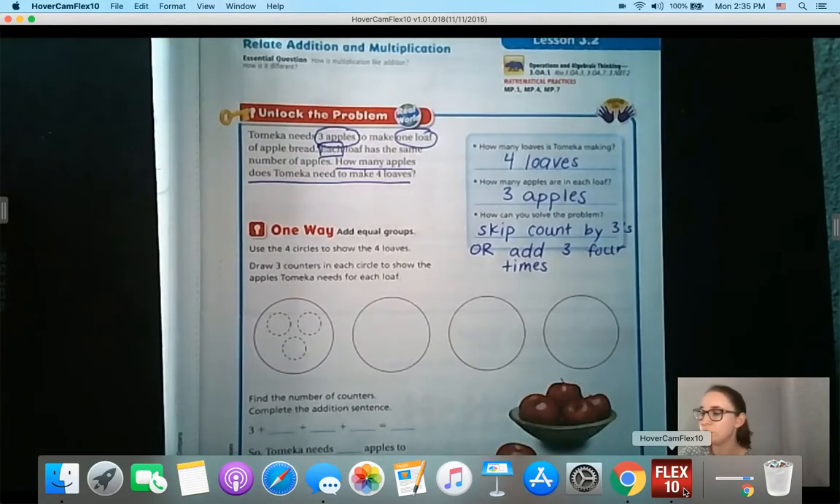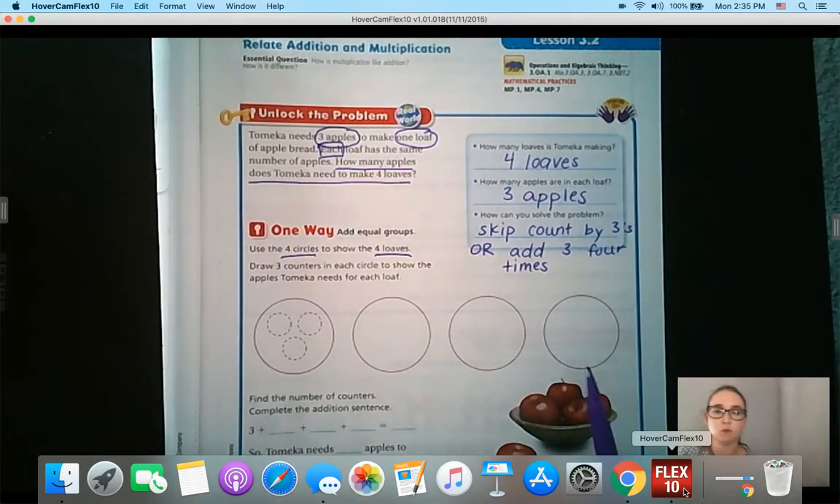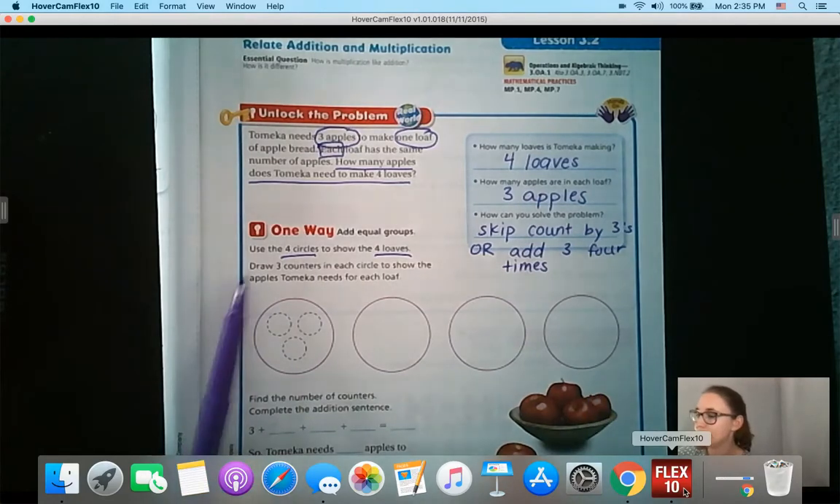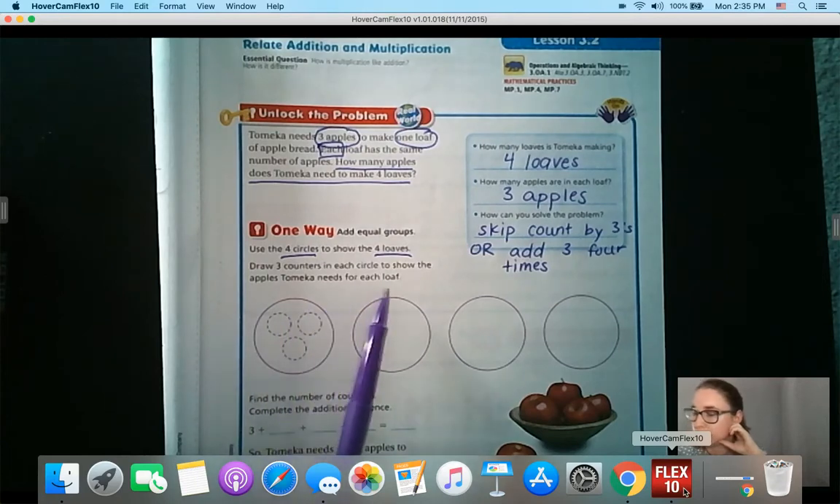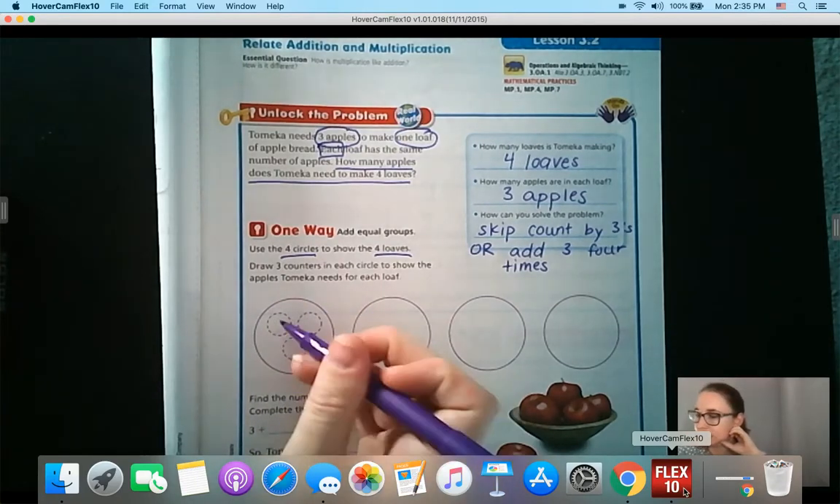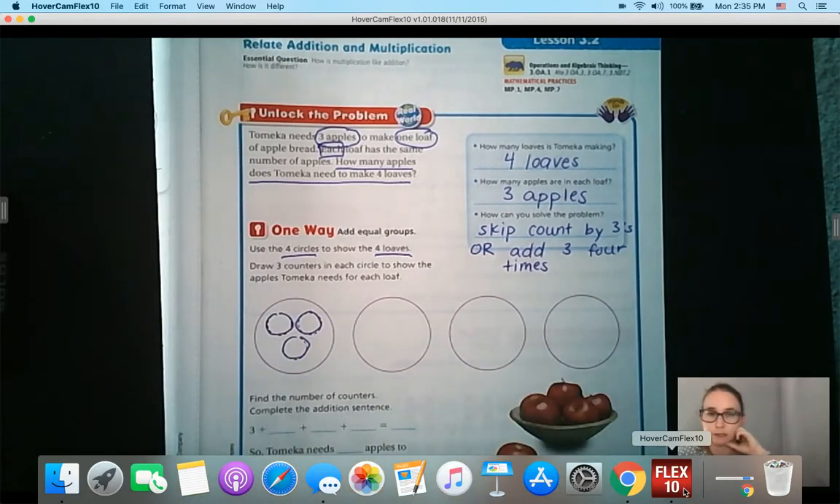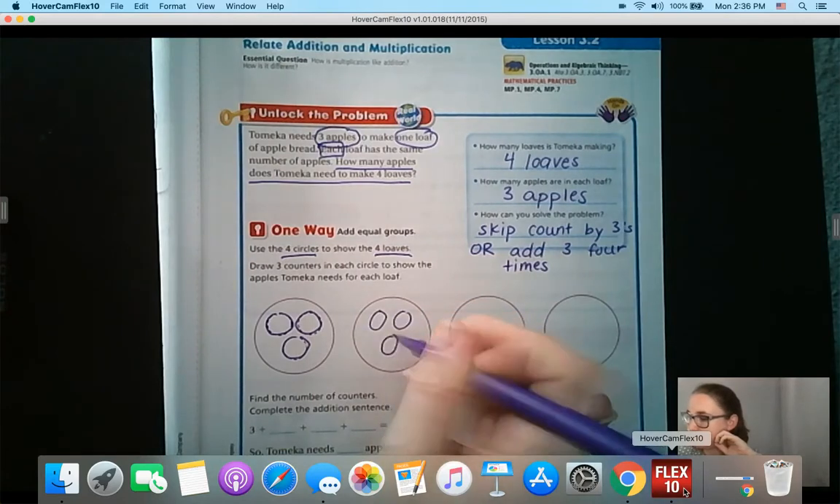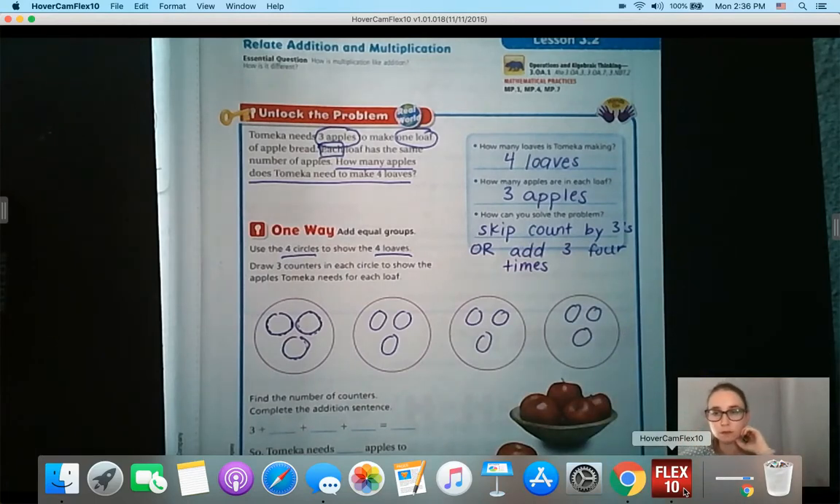All right, so we're going to look at one way to add equal groups. So we're using the 4 circles to show the 4 loaves. So each circle represents 1 loaf of bread. It's asking us to draw 3 counters in each circle to show the apples Tamika needs for each loaf. So it already gave us 3 counters in this one, and now I need to do 3 counters in the rest. So go ahead and do those 3 counters in each of the groups. Pause this if you need to fill those out.